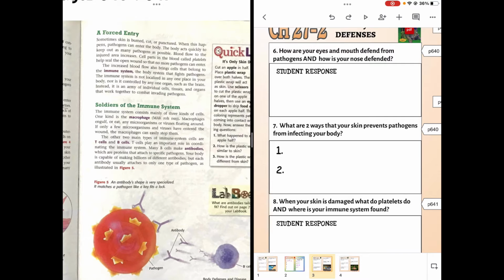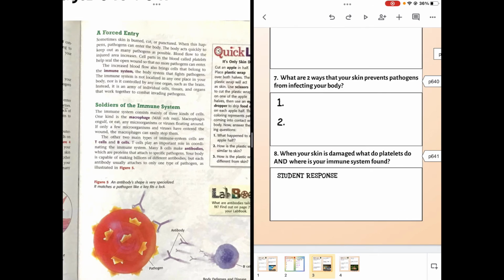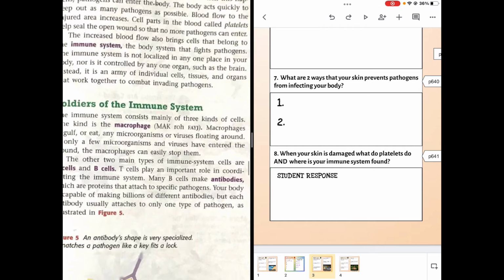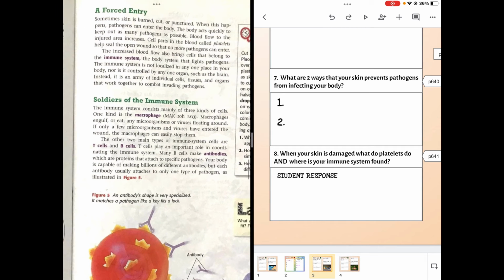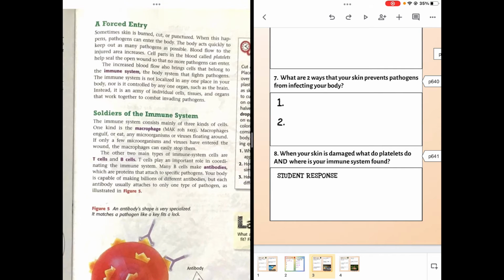But what if you get a pathogen that gets past your skin? Well, that's where question 8 comes in. When your skin is damaged, what do platelets do? So we've got to look for platelets. And that's up here. And then where is your immune system found? If we read carefully, your immune system has an interesting location.